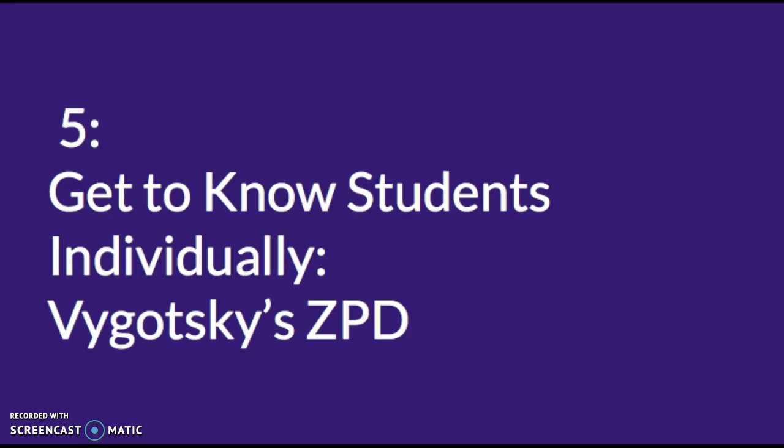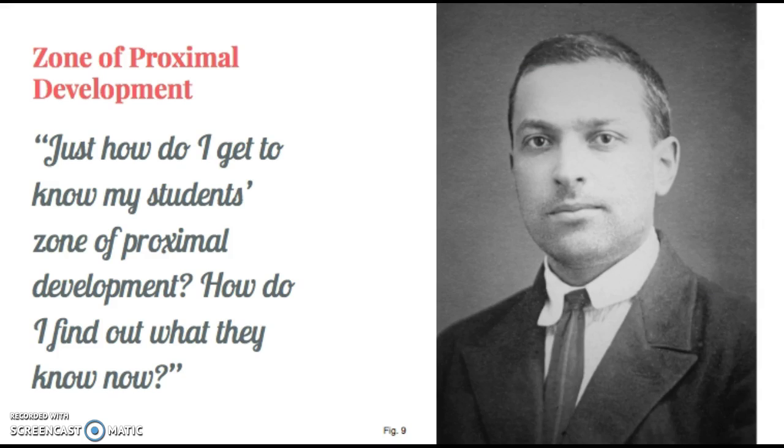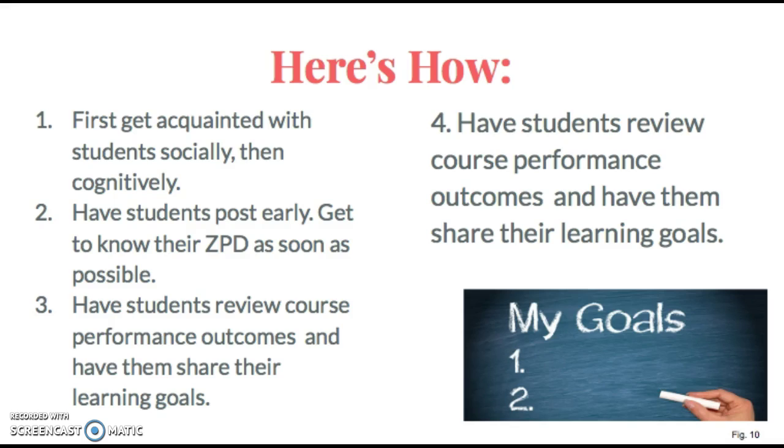Get to know students individually. Vygotsky's ZPD. One question is, how do I get to know my students' zone of proximal development? How do I find out what they know now? This can be pretty tricky when you're not actually meeting students face-to-face. It is important for instructors to get to know students socially first, and then cognitively.